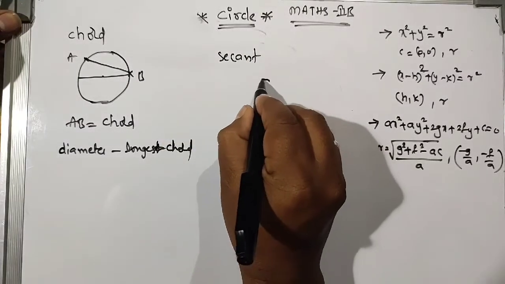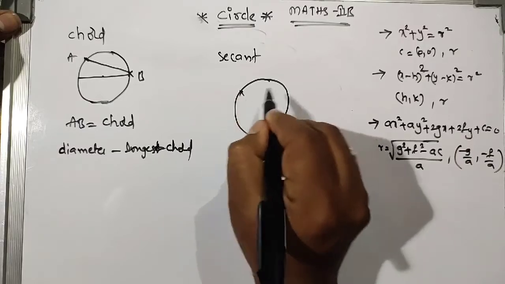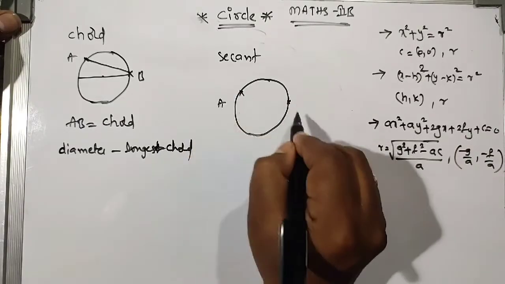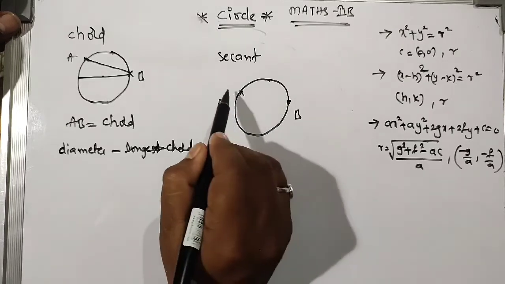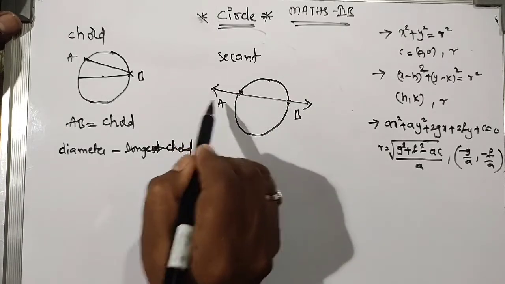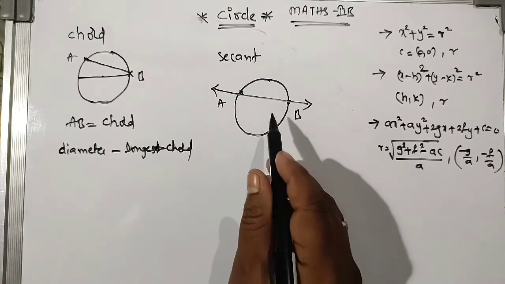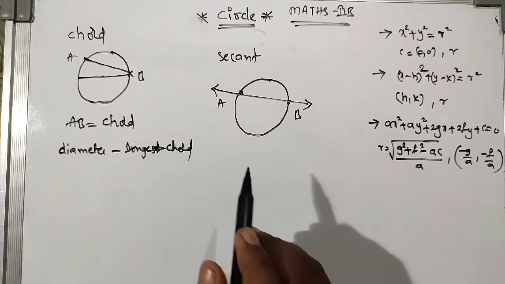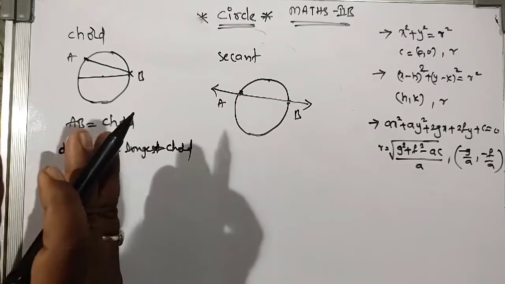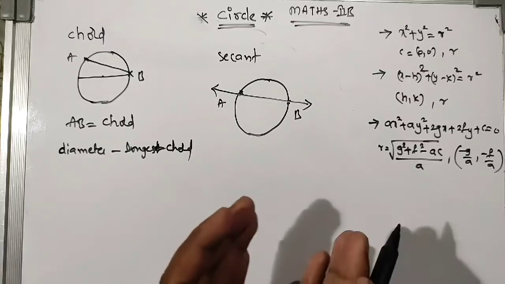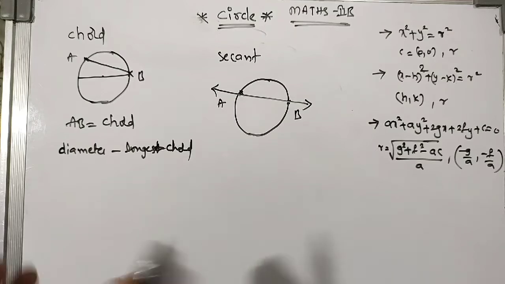So what is a secant? This is a circle, and A and B are two points on it. If a line passes through these two points of the circle, then the line is called a secant. So the line segment through any two points on the circle is called a chord, and the line through any two points on the circle is called a secant. These two are different.